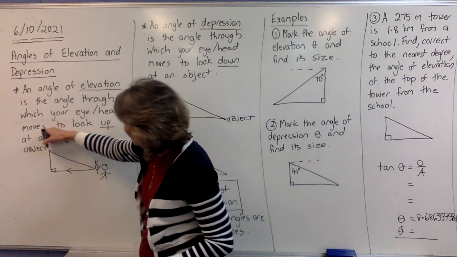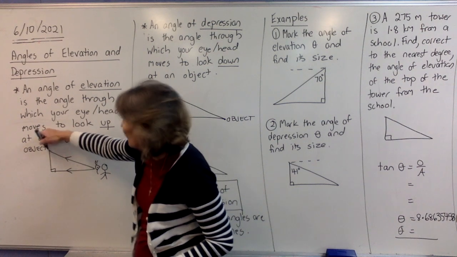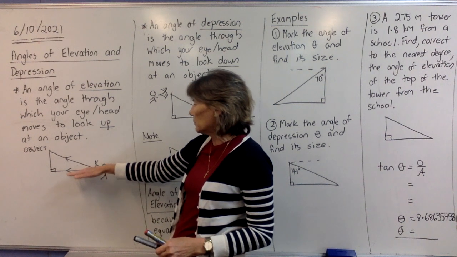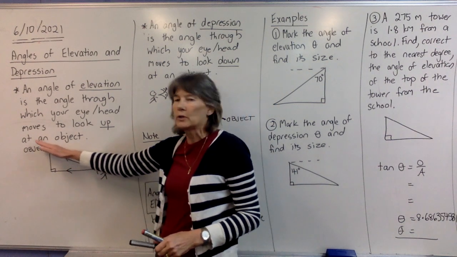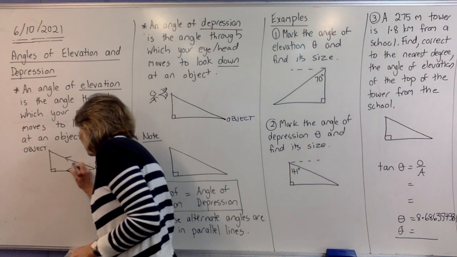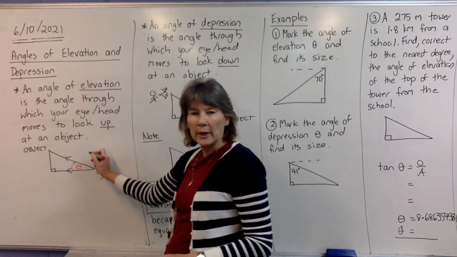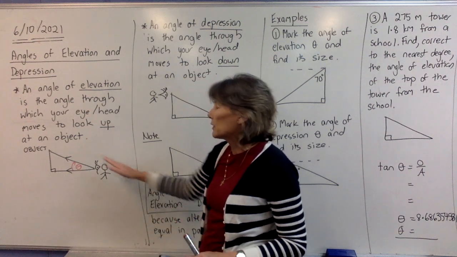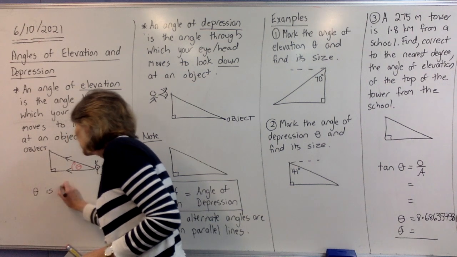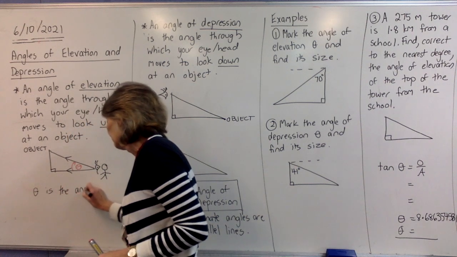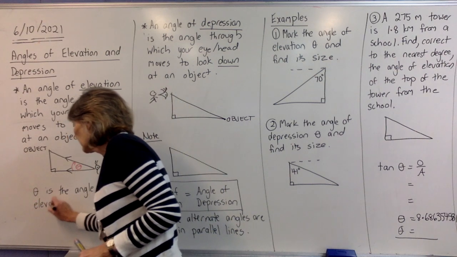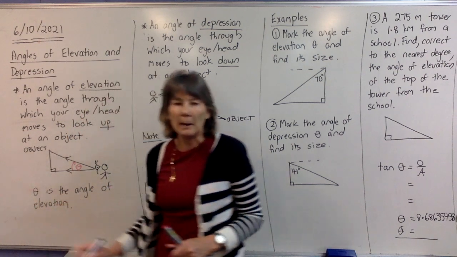Okay, to look up at something, you need to focus your line of sight on that object. So your eye or your head needs to move through this angle to be focusing on that object. All right, so that is where the angle is that your eye or your head has to move through to be focusing on that object. So that theta that we just wrote in is the angle of elevation. So remember that elevation is up, looking up at something.